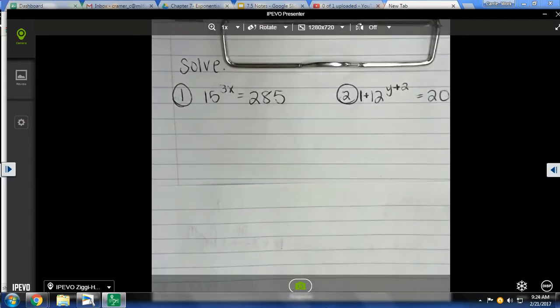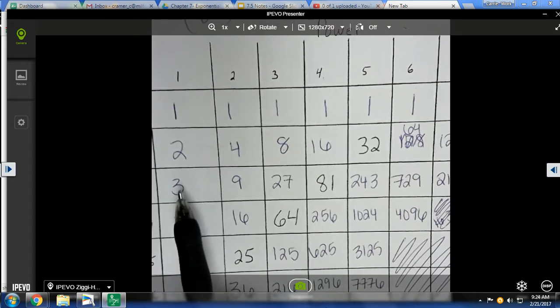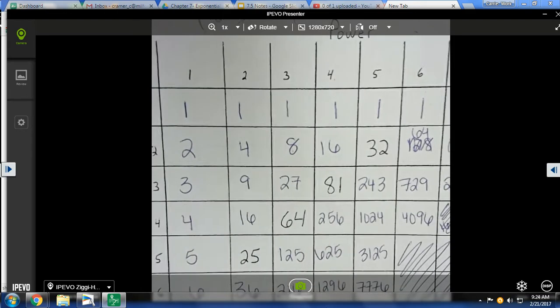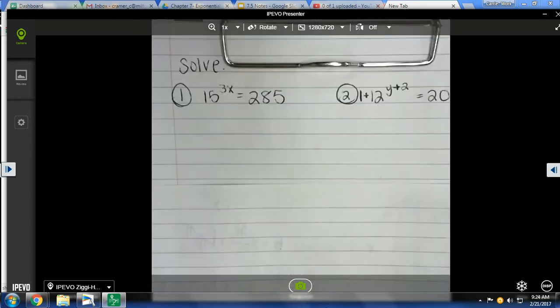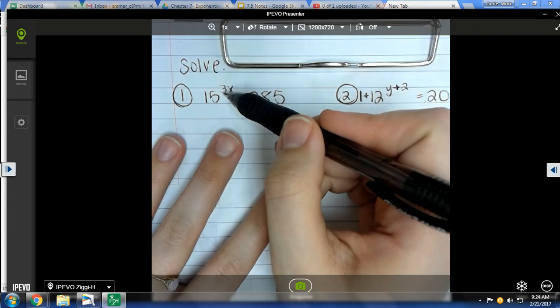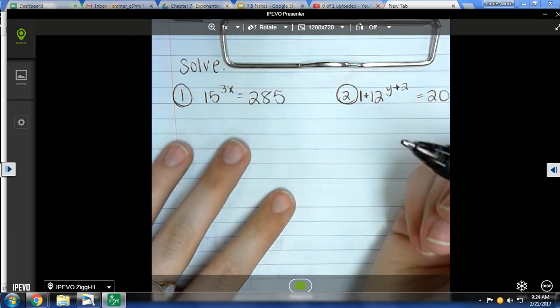All right, so here we have another equation that looks very similar to the last one. However, if we look at our power chart, there's no row where 15 and 285 are on the same row. And actually, there's nowhere on our power chart where 15 appears besides just 15 to the 1. So here, what we want to do is use logs and the power rule to bring this exponent down, since we don't know how to solve for an x in the exponent.